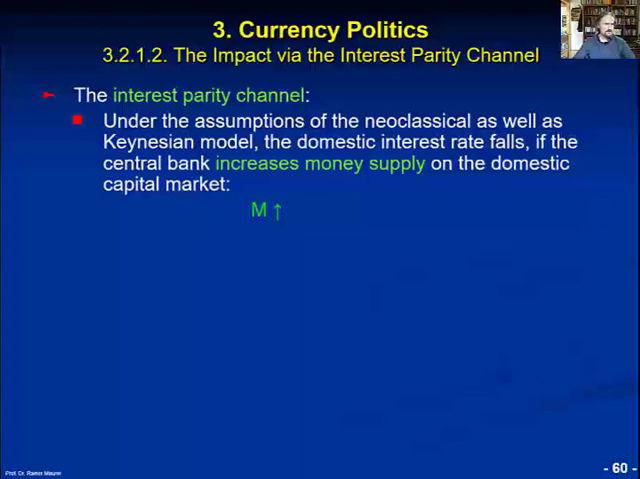Under the assumptions of the neoclassical as well as the Keynesian macroeconomic model, the domestic interest rate falls if the central bank increases money supply on the domestic capital market. So if money supply gets larger, now we take M, capital letter M, to measure the amount of money supplied by the central bank, if it gets larger, the interest rate falls, if nothing else happens.